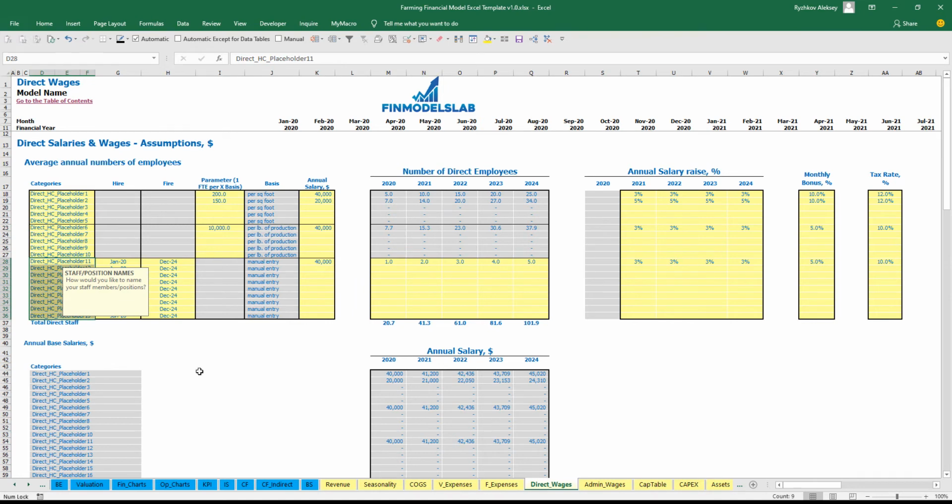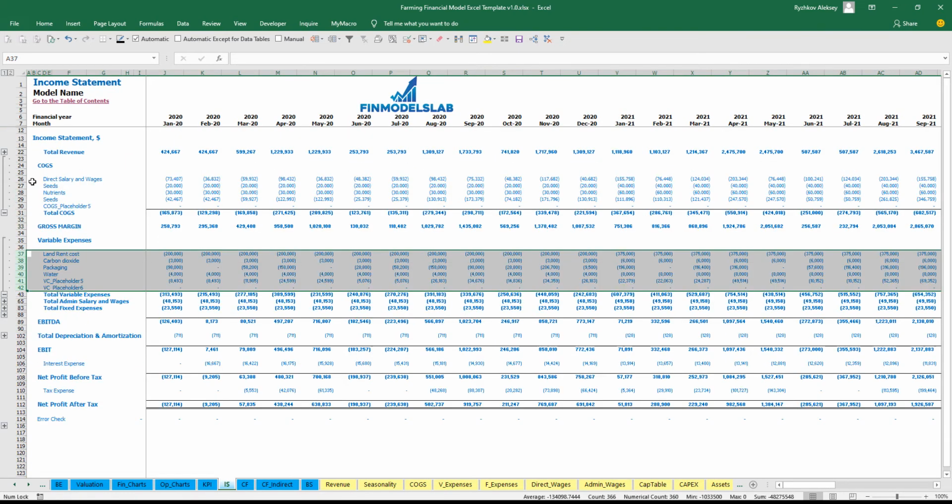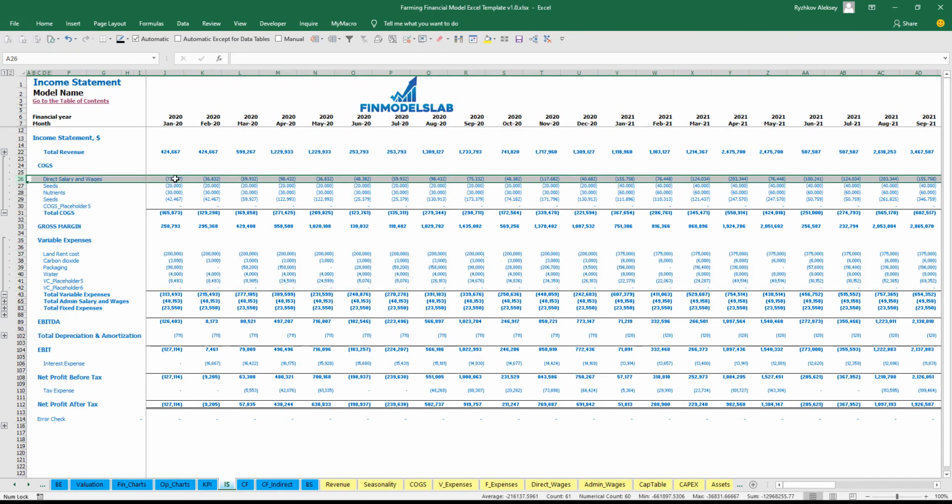And the final type in this case is to set up your direct headcount by just hire date, for example February 20, fire date can be the last date of the model, and the basis is manual entry. You can set up the salary as well, $10,000, and you can adjust numbers of direct employees manually: 2, 4, 6, 8, and 10. In the income statement, under the COGS section, you may see the direct salaries and wages calculation, so it's a part of your cost of goods sold.